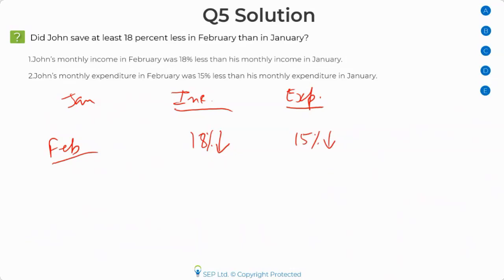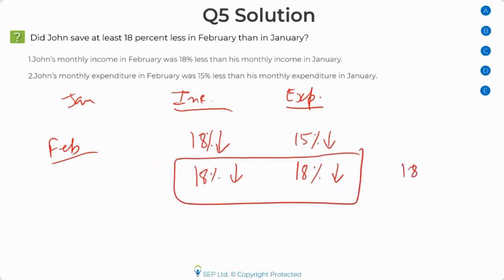In any scenario, the answer is definitely not going to be 18%, because if my income reduced by 18% and my expenditure also reduced by 18%, think of it like this, guys. If your income is 18% less than last month, and you also reduce your expenditure by 18%, then your savings will also reduce by 18%. Am I right or not?